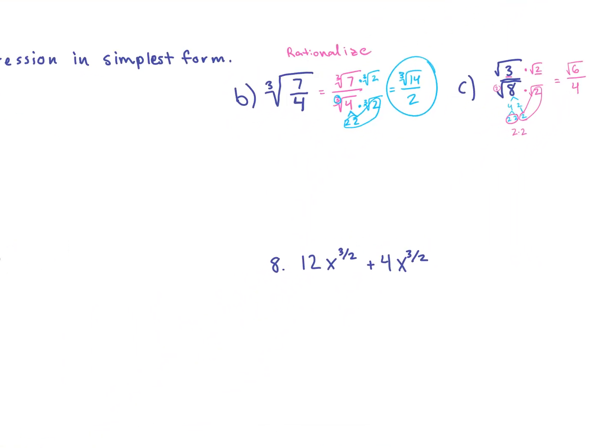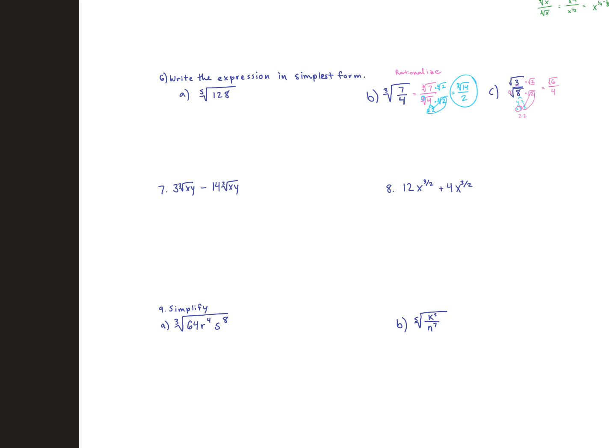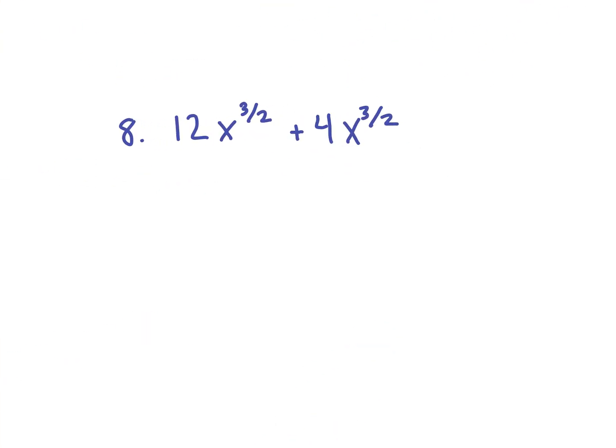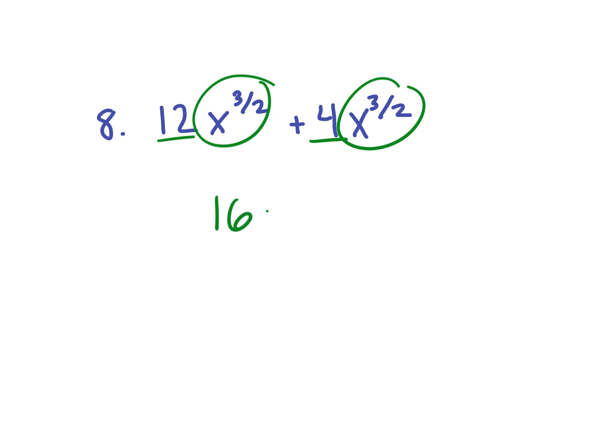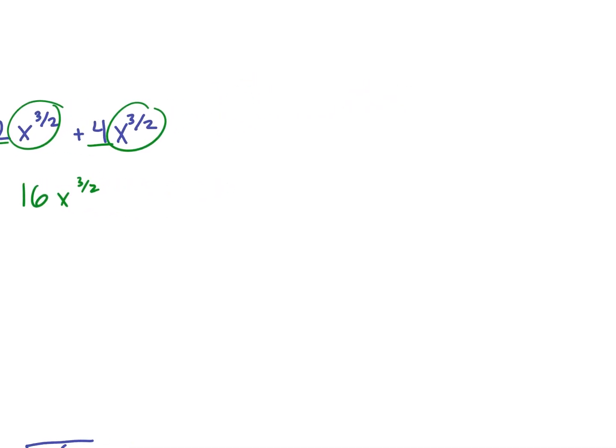All right, let's take a look at 8. Can I add these together? Yes, because the variable part is exactly the same. So I just add the coefficients. This would be 16x to the 3/2 power. What if I had something like 2x to the 3/4 power minus 6 times the 4th root of x cubed?